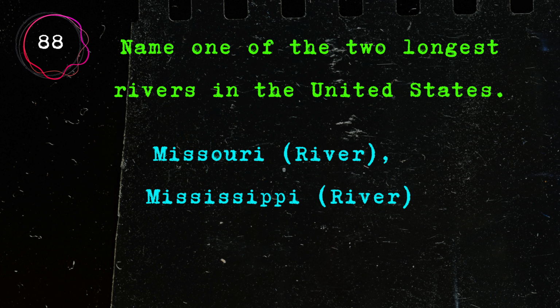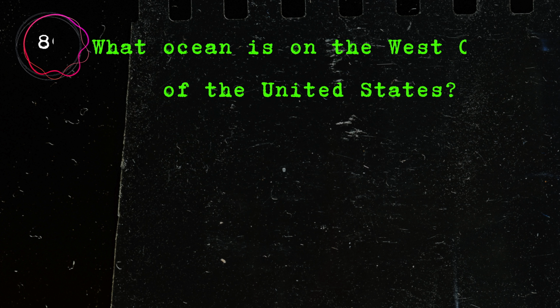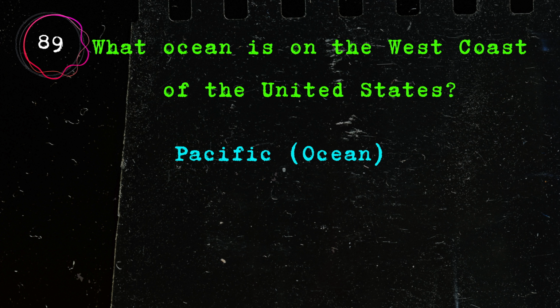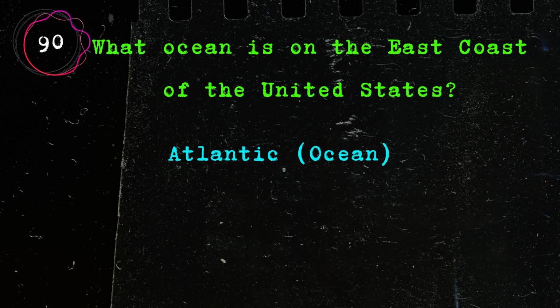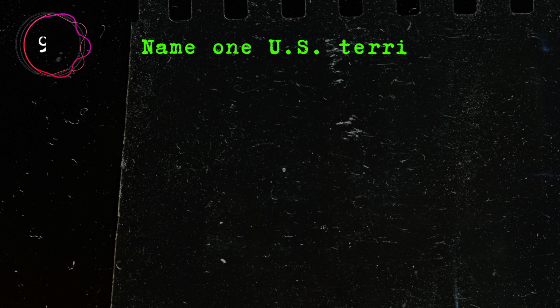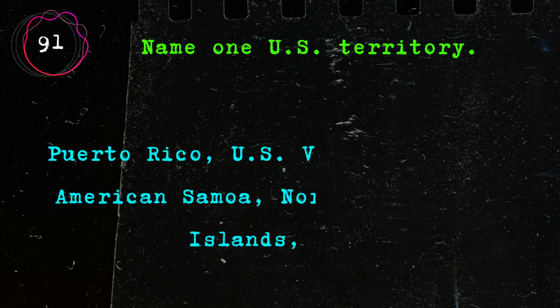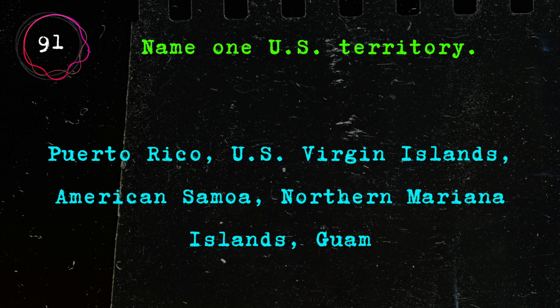Missouri River, Mississippi River. What ocean is on the west coast of the United States? Pacific Ocean. What ocean is on the east coast of the United States? Atlantic Ocean. Name one U.S. territory. Puerto Rico, U.S. Virgin Islands, American Samoa, Northern Mariana Islands, Guam.